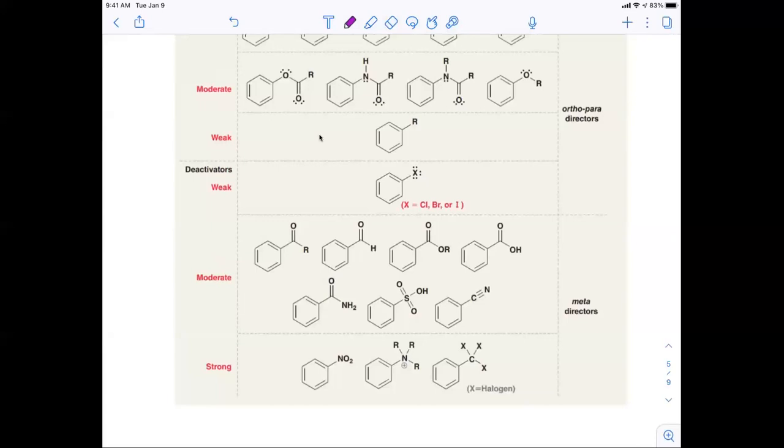If it can donate electron density, then it is an activator. If it is pulling electron density, then it is a deactivator. Those are two different reasons. This has a lone pair right outside the ring. It is an ortho-para director. Okay. Questions about halides?